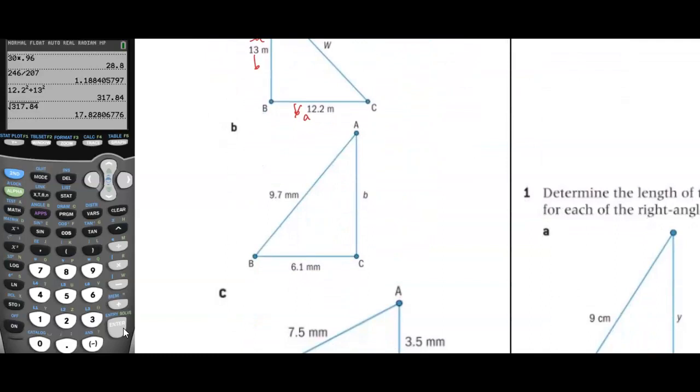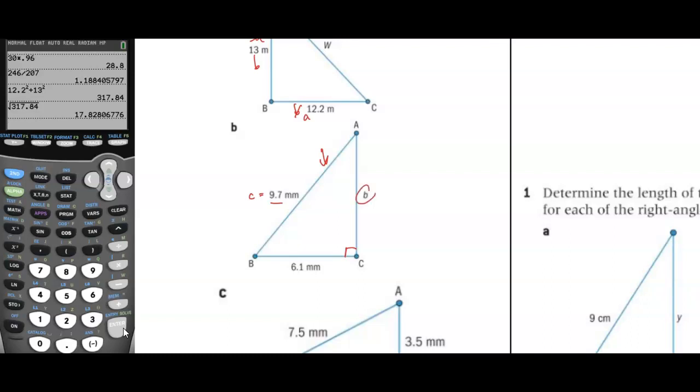Part B. Again, we're going to be doing a squared plus b squared equals c squared, and the only one that has to be c is the 9.7. This is the hypotenuse. The hypotenuse you can recognize in 2 forms. One is it's the longest side. The other is it's opposite from the right angle. Either way, it's the hypotenuse. Let's take a look now at the others.